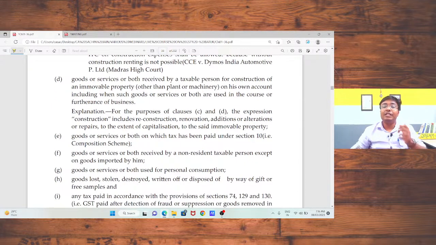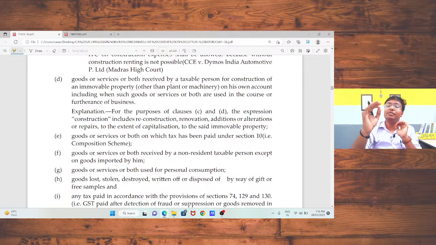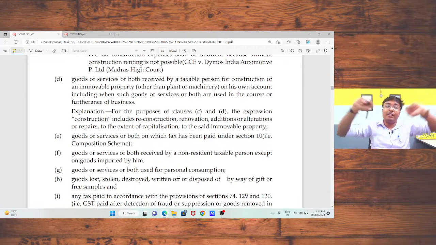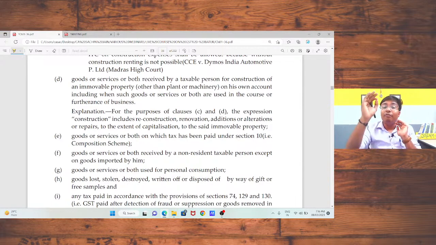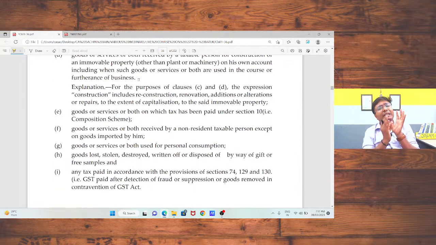Goods or services or both received by a taxable person for construction of an immovable property on his own account, including when such goods or services or both are used in the course or furtherance of business. I argue that I am going to construct that building and use that building for my business purpose only. That means in the course or furtherance of business. Still I am not eligible to claim that input tax credit, because the same has been blocked under section 17 subsection 5. Sir, what is the reason behind this?